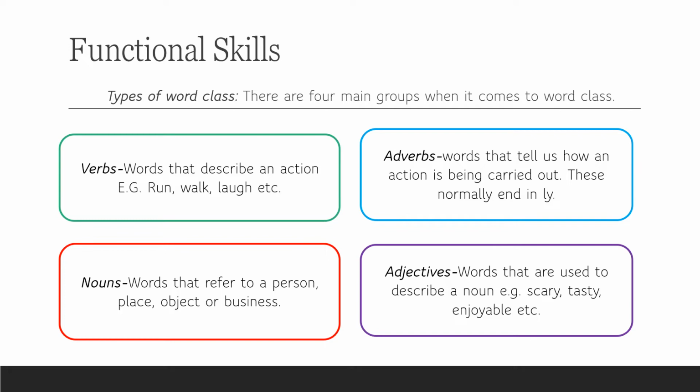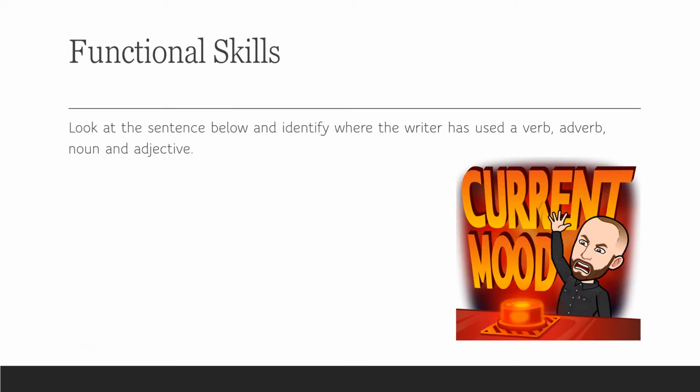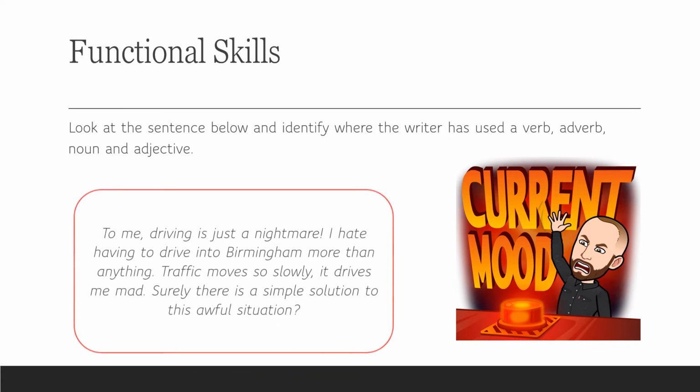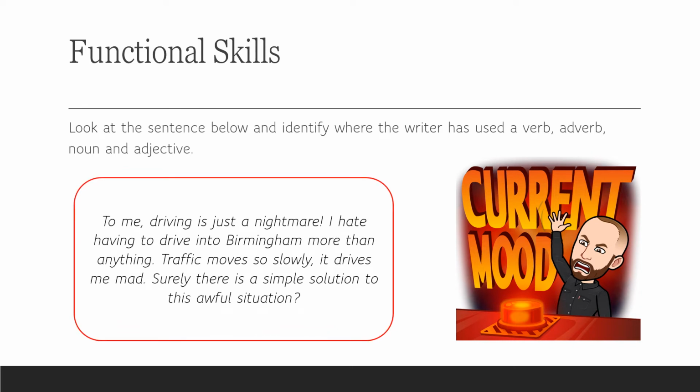Now what we're going to do is try and think about actually seeing these in a real life example. Look at the sentences below and identify where the writer has used a verb, an adverb, a noun, and an adjective. So if we look through the example, we're going to see if we can identify where the specific word classes have been used. Don't worry if you're not able to identify all of them, because it is quite a large passage, but it should help you to start thinking a bit more about the kind of words that are used and the kind of message that is being conveyed in this extract.